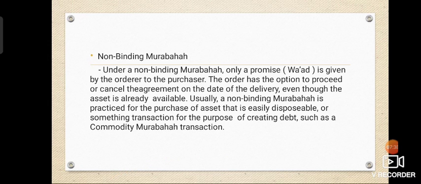Second is non-binding Murabahah. Under a non-binding Murabahah, only a promise or wa'ad is given by the orderer to the purchaser. The orderer has the option to proceed or cancel the agreement on the date of the delivery, even though the asset is already available. Usually, a non-binding Murabahah is practiced for the purchase of assets that are easily disposable or for transactions for the purpose of creating debt, such as a commodity Murabahah transaction.